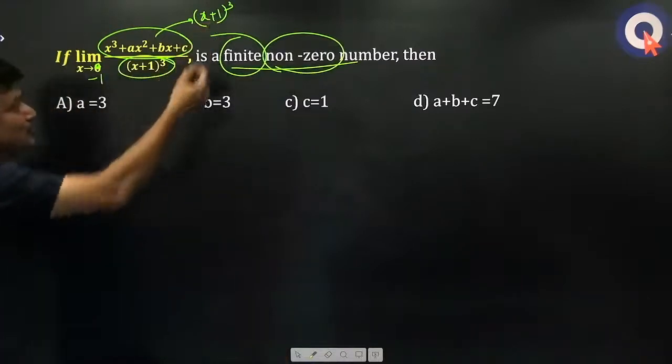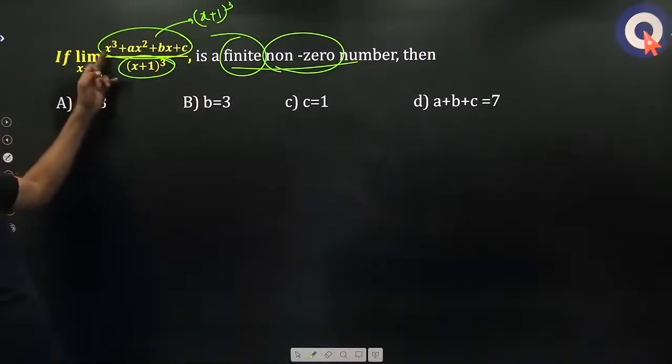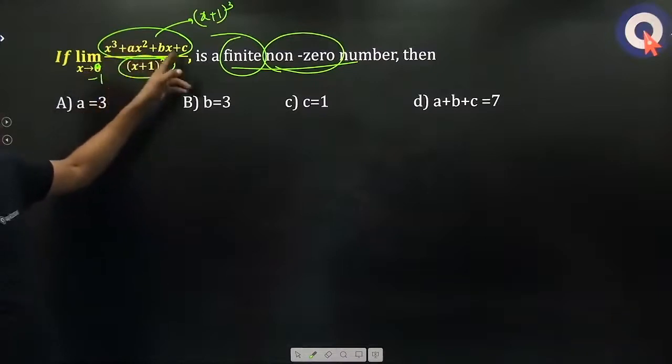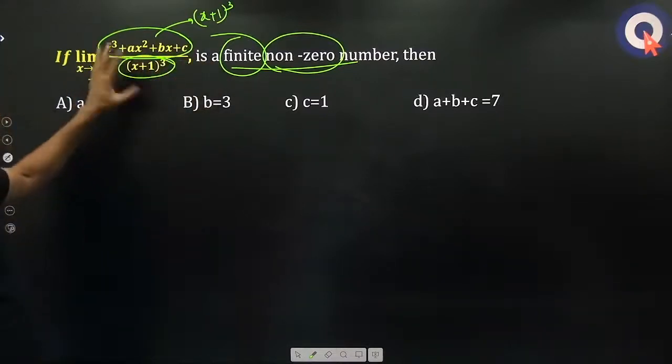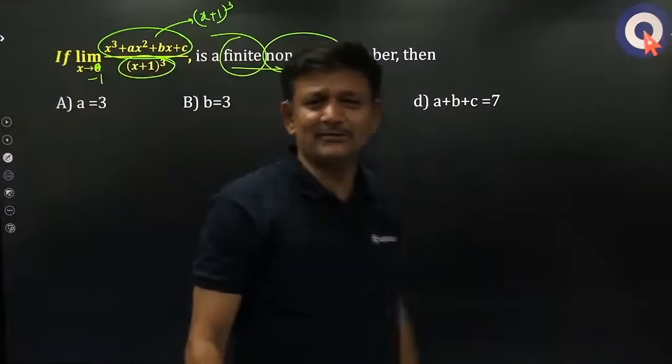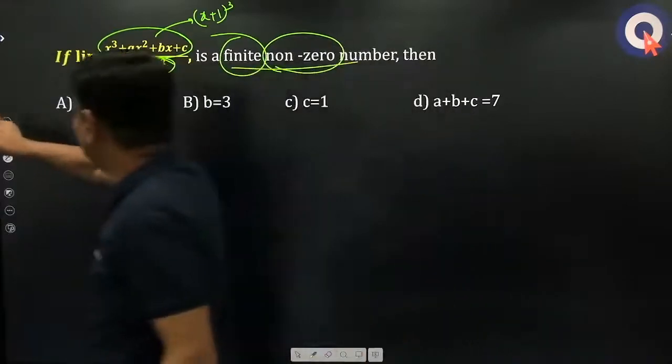तो x plus 1 whole cube का expansion कितना है? x cube plus 3x square plus 3x plus 1. तो ये a 3 है, b 3 है, c 1 है. बराबर. सिंपल सा क्वेश्चन है, बहुत ही आसान क्वेश्चन.